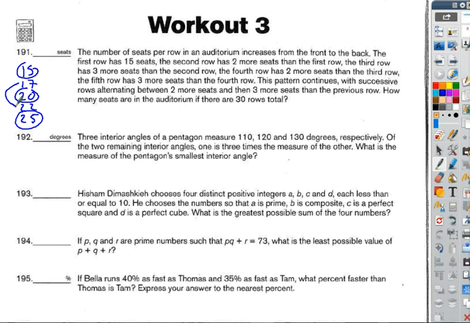So what are we going to do here? The question is asking us, how many seats are in the auditorium if there are 30 rows total? All right, so we have a sequence, right? And in the sequence, we have 15 odd rows, and we have 15 even rows, right?